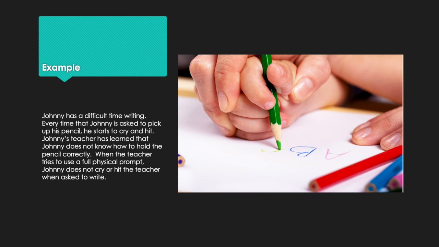The adult will be motoring the child through the activity or the skill so that the child learns how to manipulate the pencil. As you can see, there are many types of prompts. I hope that this video has helped you understand what prompting levels are and how we work through the prompting hierarchy.